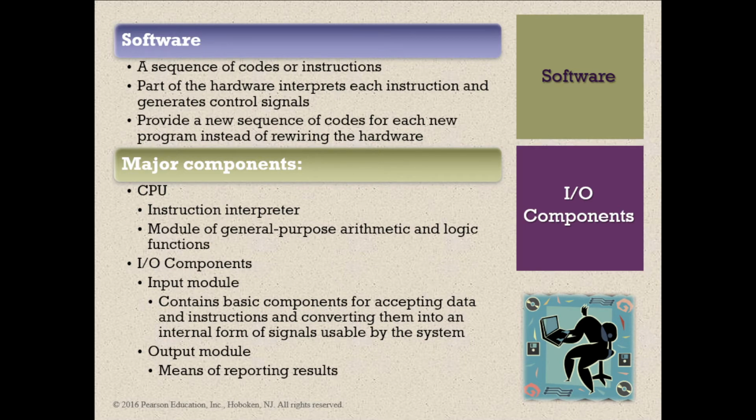Data and instructions must be put into the system. For this, we need some sort of input module. This module contains basic components for accepting data and instructions in some form and converting them into an internal form of signals usable by the system. A means of reporting results is needed, and this is in the form of an output module. Taken together, these are referred to as the I/O, or the input-output components.